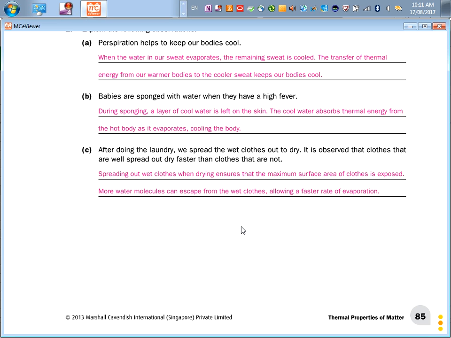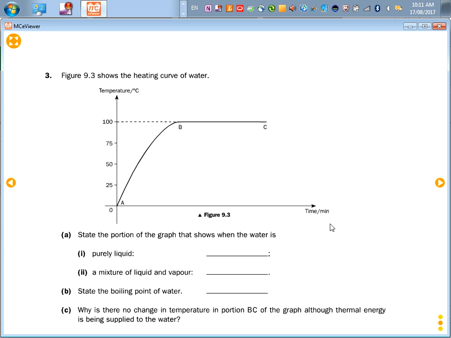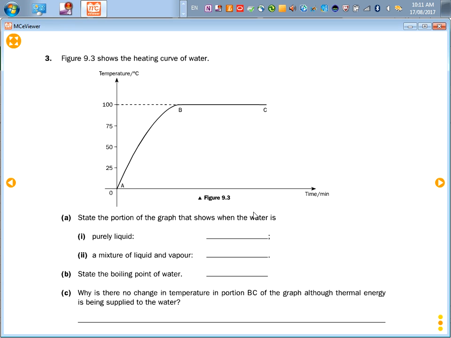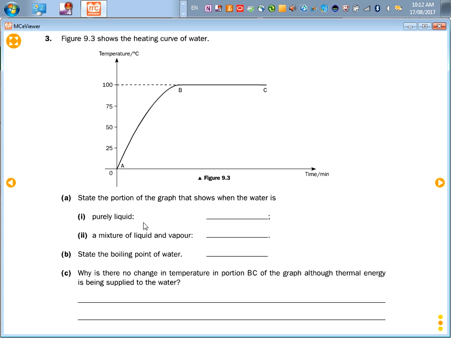Done? Okay, final page. Heating curve of water: as time increases, temperature increases. Okay, that is for the region A to B. Then from B to C it is flat, indicating there is a change in state. Now, which portion is purely liquid? AB, because temperature is increasing. Mixture must be BC. Boiling point of water, 100. That is when the change in state happens.